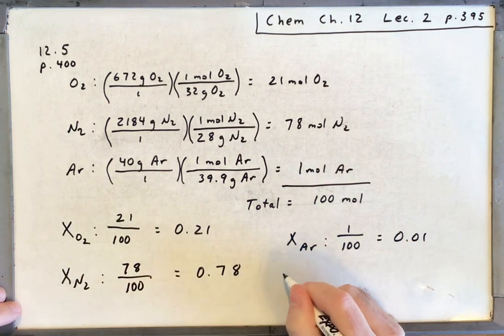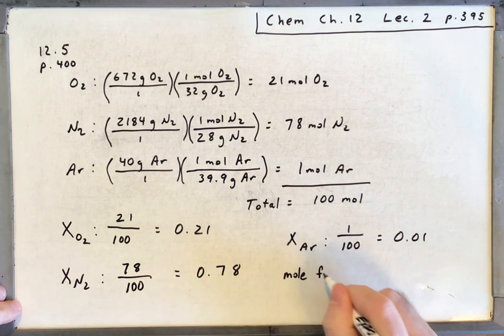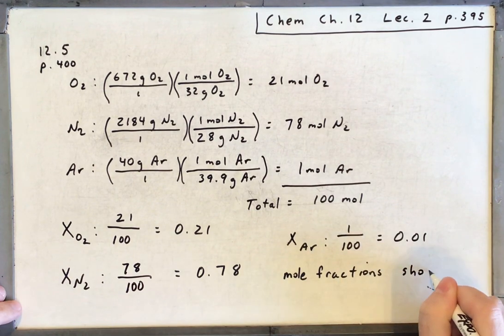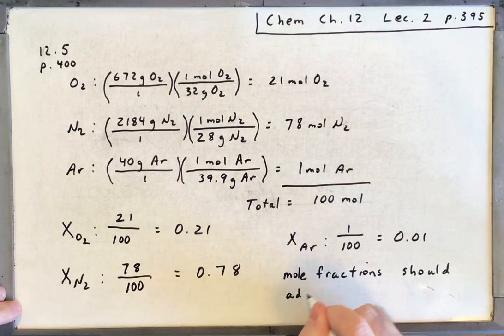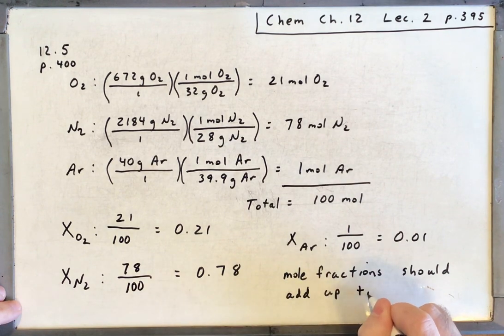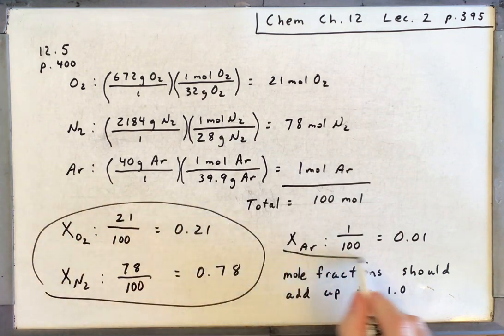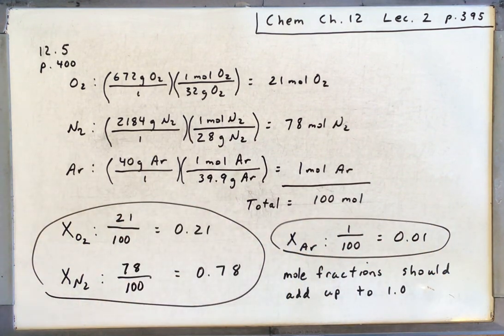So the mole fractions should add up, if you want to check, to 1. All right, might be a little off due to rounding, but something really close to 1, 0.99, 1.01, something like that. All right, so that's how you get the mole fraction. So these would be your answers. Now we can use that to help us find the pressure on each gas.